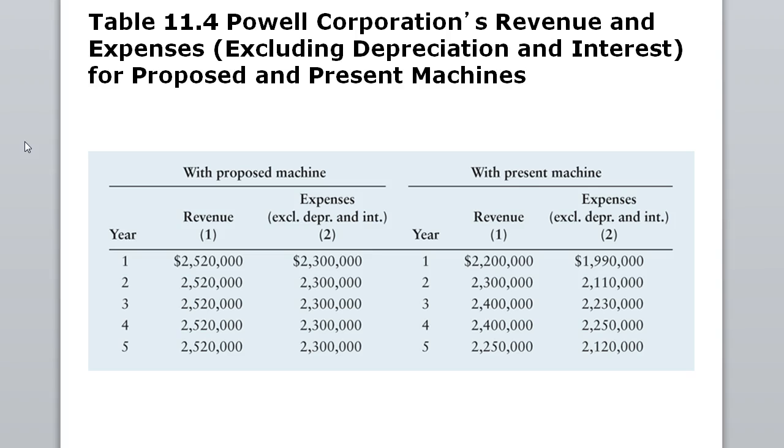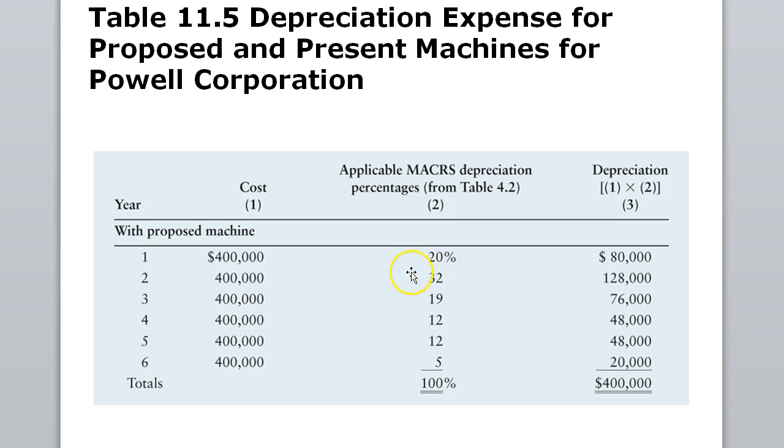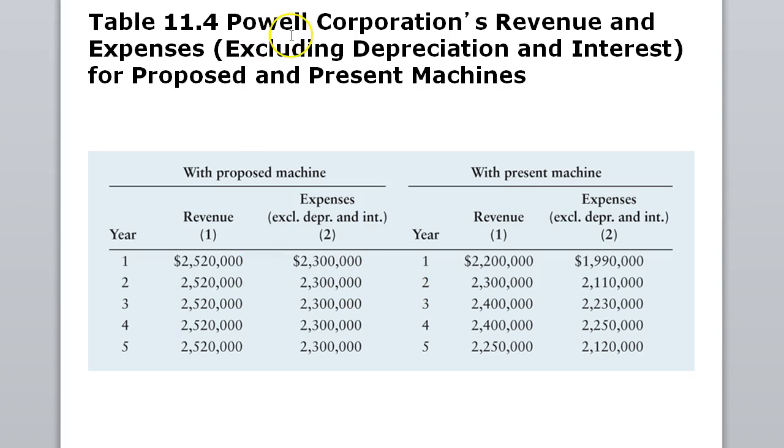So in this case, you would look at the proposed machine, we'd look at the revenue and then the expenses. And then with the present machine, we look at the revenue and the expenses for each of the years. So this is the revenue, these are our expenses, and here is for the other machine the revenue and the expenses. So we're going to get back to this in a minute.